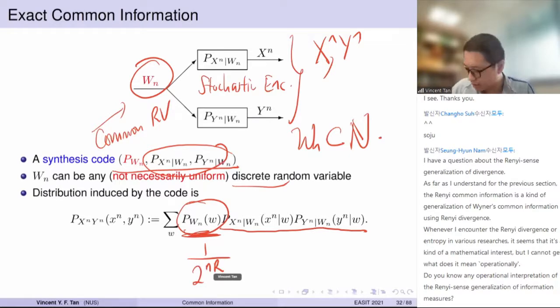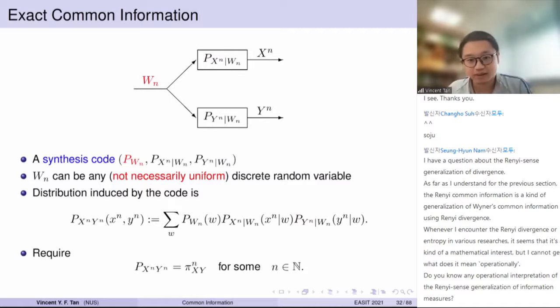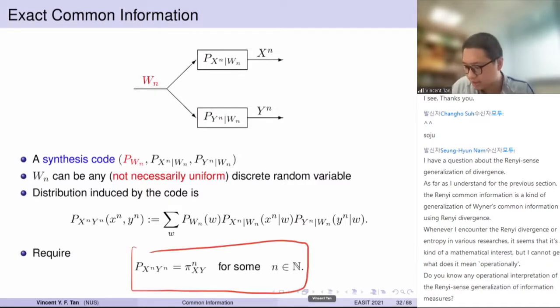Okay, or 1 divided, more precisely, 1 divided by the message set. But now we allow this general distribution here. What do we then mandate? We mandate, in fact, exact common information: that this reconstruction is exact for some n, some large enough n.